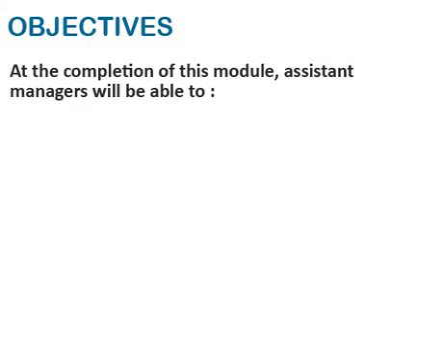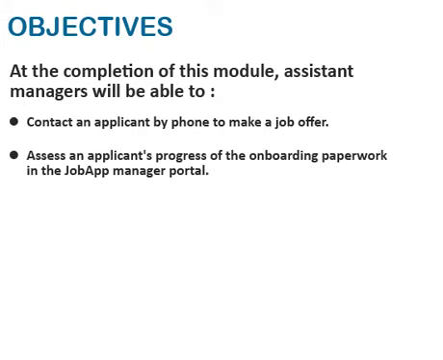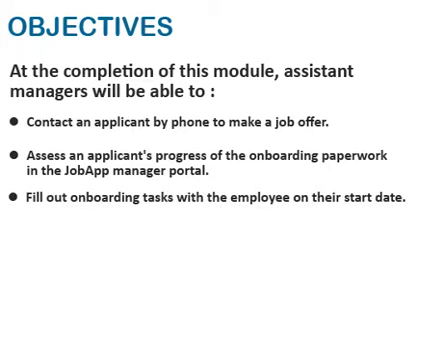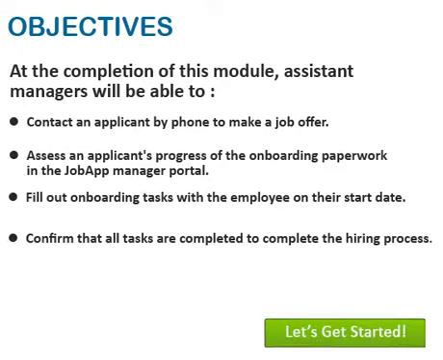At the completion of this module, assistant managers will be able to contact an applicant by phone to make a job offer, assess an applicant's progress of the onboarding forms in the Job App Manager portal, complete onboarding tasks with the employee on their start date, and evaluate that all onboarding tasks are completed to finish the hiring process. Let's get started by learning how to make a job offer to an applicant.